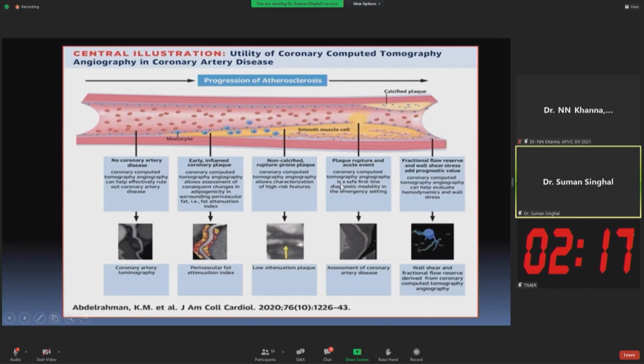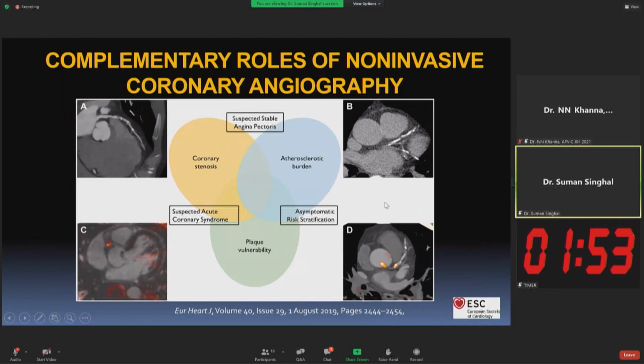According to this JACC 2020 article, we have come a long way from just luminography to functional imaging by CT-FFR. We can diagnose the inflamed coronary plaques by the perivascular fat attenuation index, the vulnerable plaque features, the assessment of the coronary stenosis, and the functional implication also by the CT-FFR. So we are here with coronary stenosis, atherosclerotic burden, plaque vulnerability, and asymptomatic risk stratification for the patients.